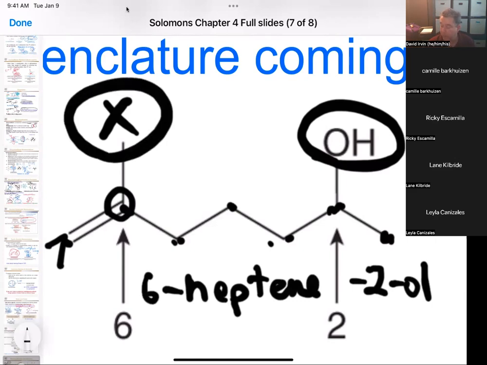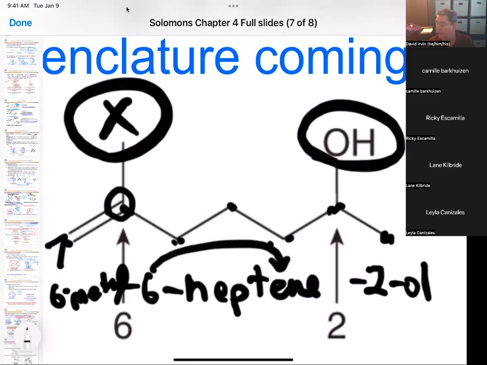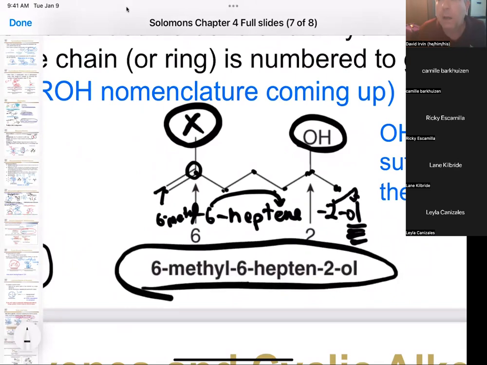And then we have a methyl group here. So we have to start with 6, 6-methyl-6-heptene. This 6 is telling us that the alkene is on the 6. This 2 is telling us the alcohol's on the 2. Now, when in doubt, whatever changes your name has to be the lowest number. So in this case, the alcohol changes the name. It's at the end of the name. Always try to have that at your lowest number. Okay, so let's see. 6-methyl-6-heptenol. All right, questions on that?